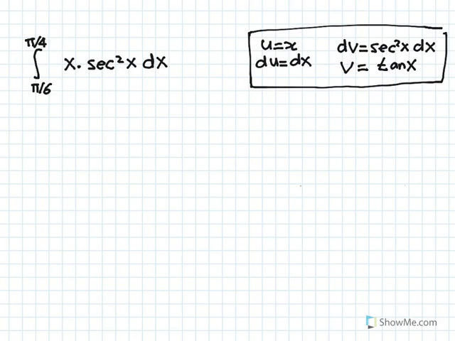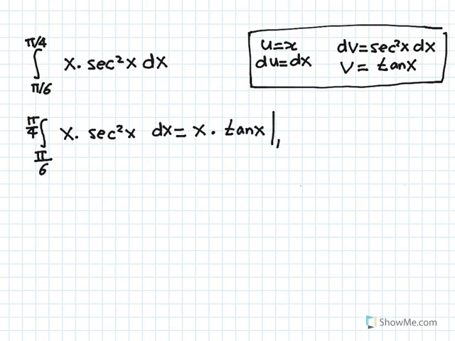All right, so what we have is the integral from pi over 6 to pi over 4 of x times secant squared x dx. This is going to be u times v. Well, u is equal to x, v is equal to tan x. It's a definite integral, so let's put the limits, pi over 6 to pi over 4, minus the integral from pi over 6 to pi over 4 of v times du, that's tan x, and du is just dx.